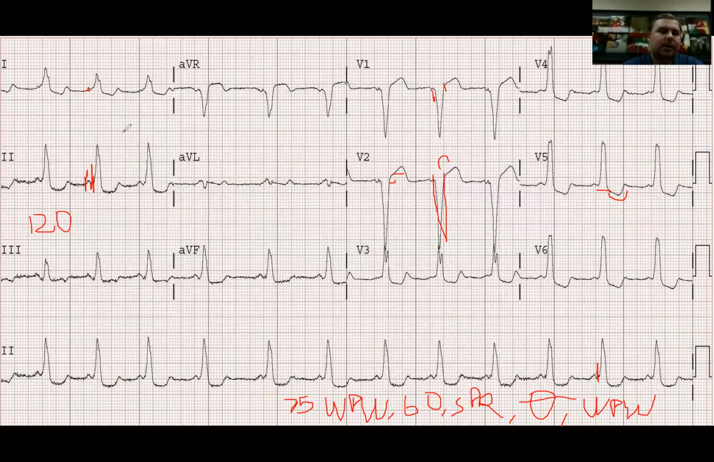So another telltale sign of Wolff Parkinson White, besides this PR being short and this wide QRS, is these delta waves. So a delta wave is a slurring of the upstroke of the QRS, which is present in all of these. Really hard to see whenever they're negative. So V1 and V2 are difficult to assess for. But out here in V5 and V6, you still see a little bit of slurring. Probably the best out here in Lead 1.